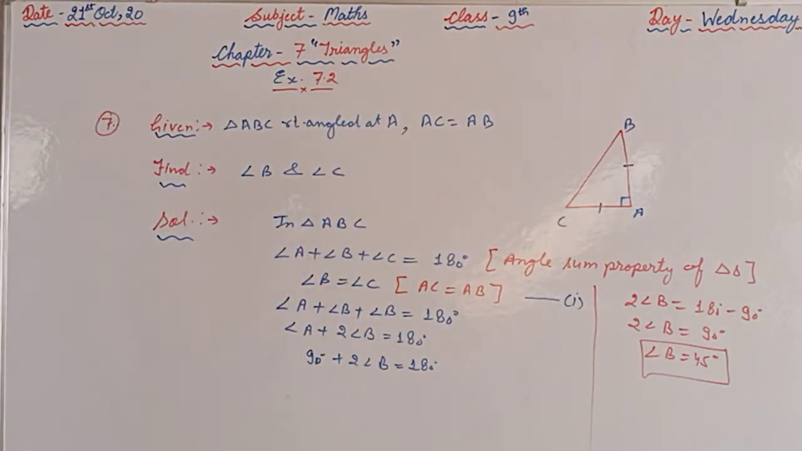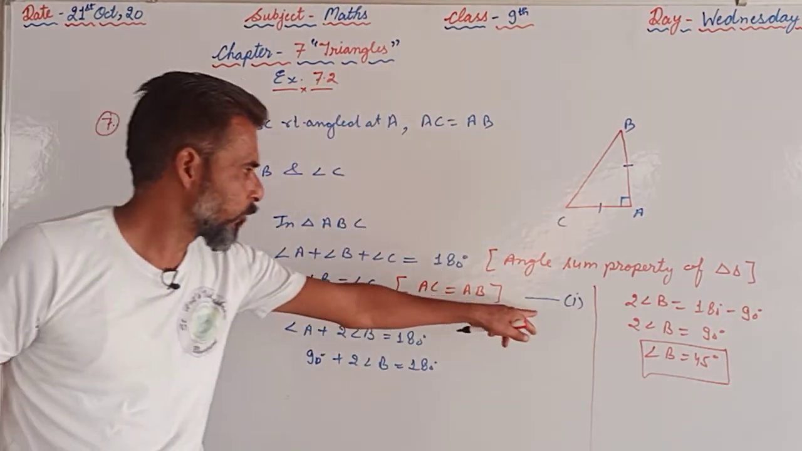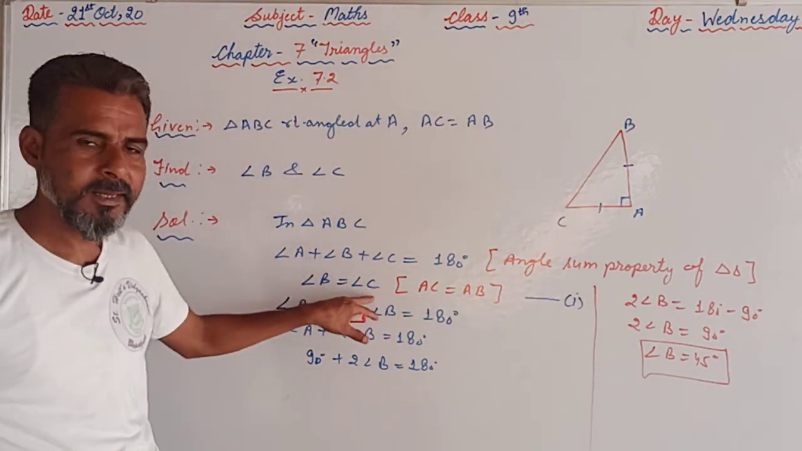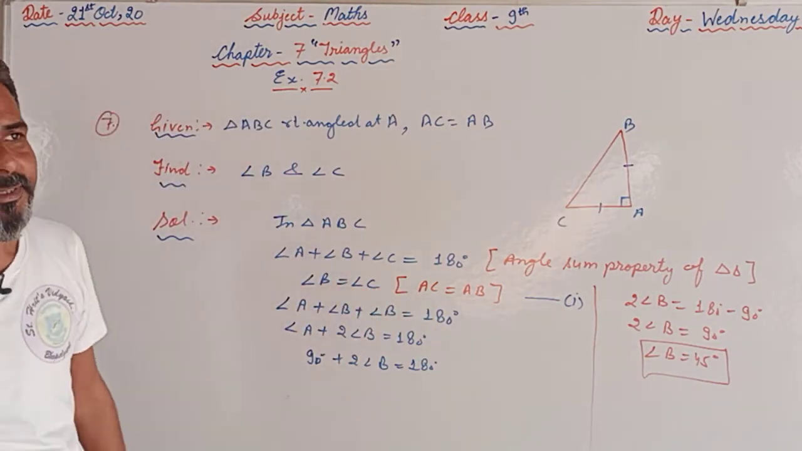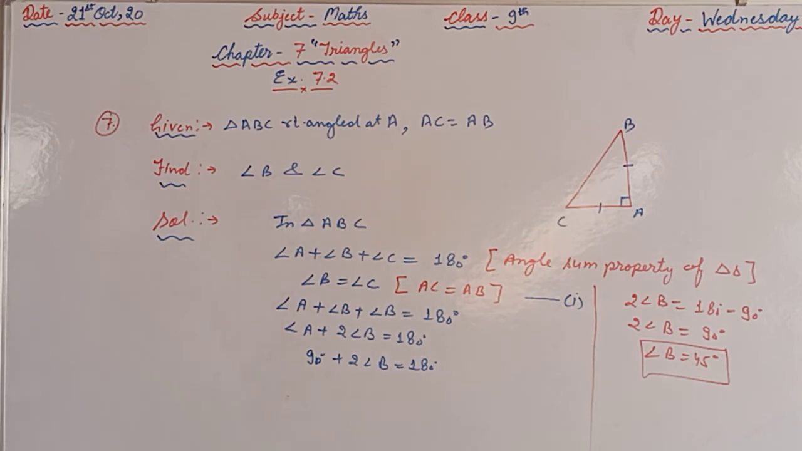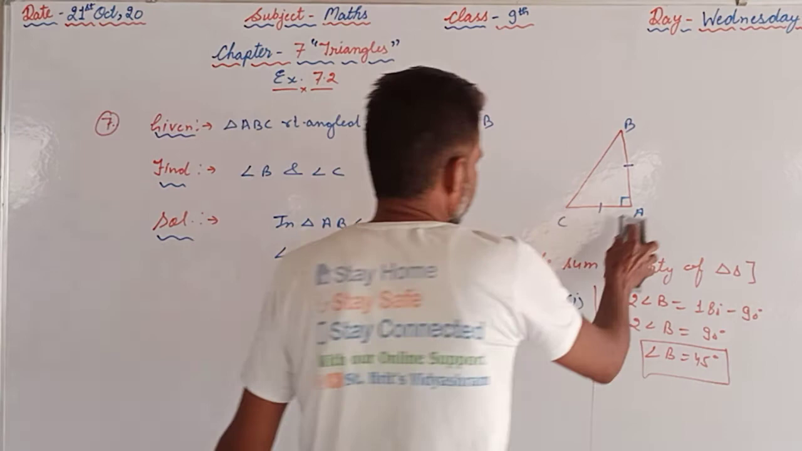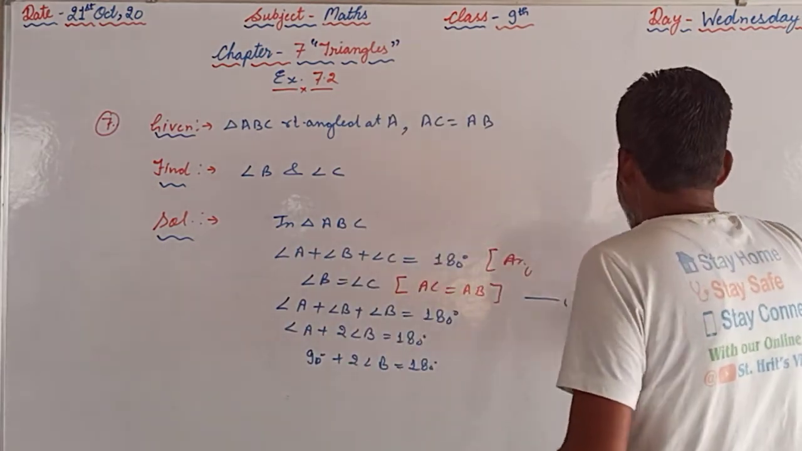Now we have to find the angle C, and according to equation 1, angle B is equal to angle C. So angle B is 45 degrees, so angle C will also be 45 degrees. This is the method which we are supposed to use for question number 7. Now at last we will discuss question number 8.